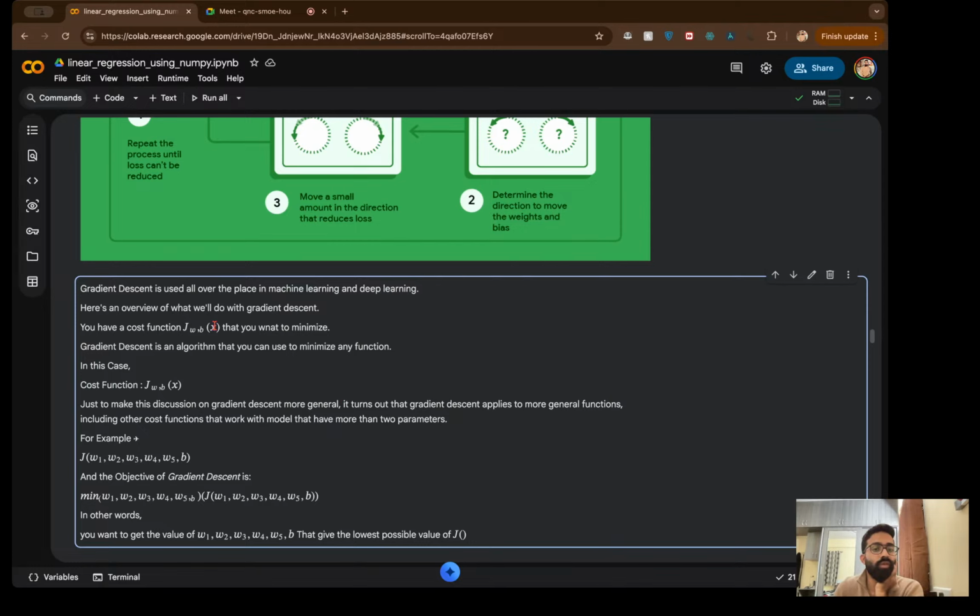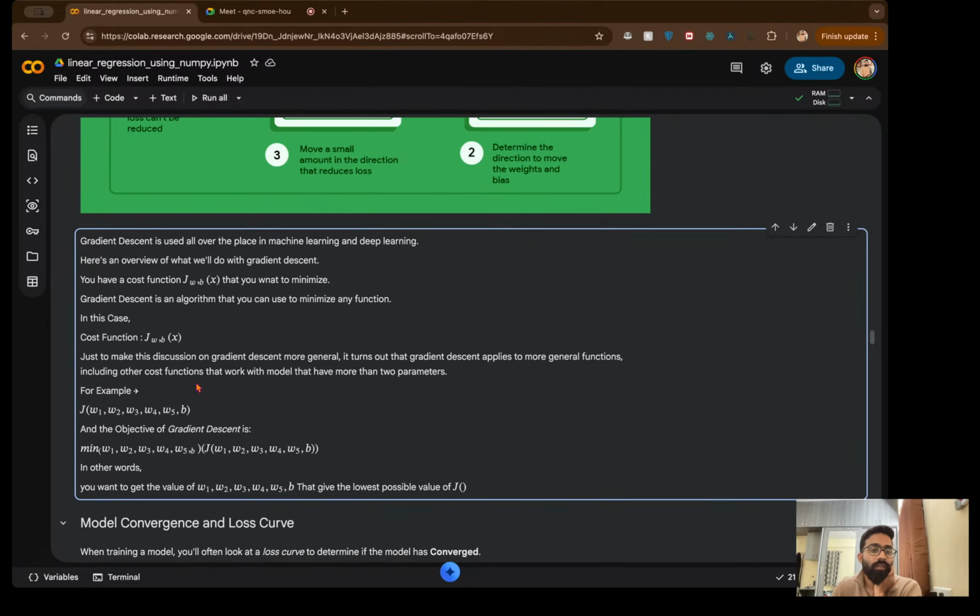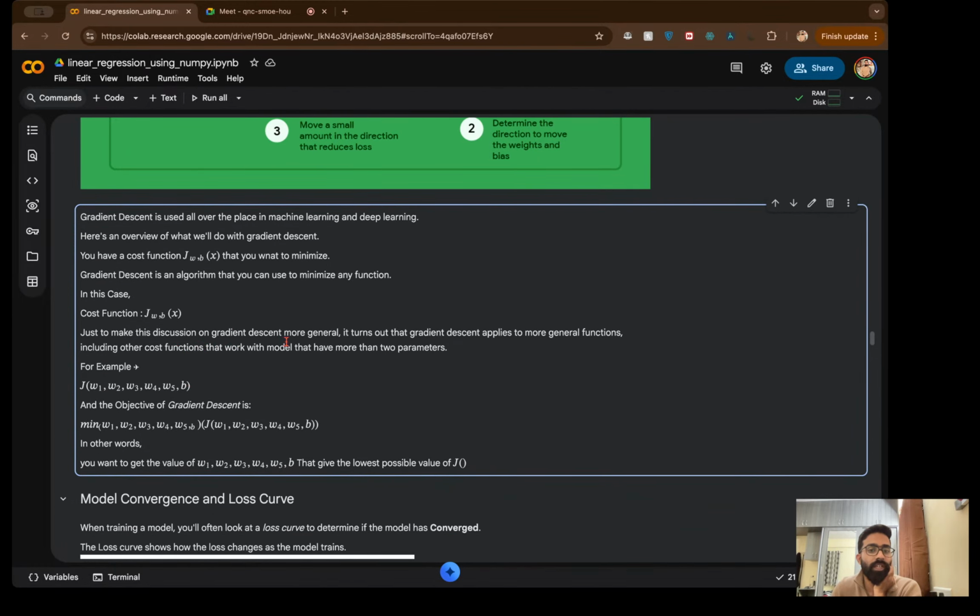Now, gradient descent is used all over the place in machine learning and deep learning. Here is an overview of what we will do with gradient descent. You have a cost function that you want to minimize, correct? Gradient descent is an algorithm that you can use to minimize any function, in this case the cost function. To make this discussion more general, gradient descent applies to more general functions, including other cost functions that work with a model that has more than 2 parameters.